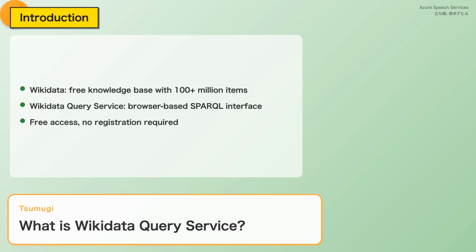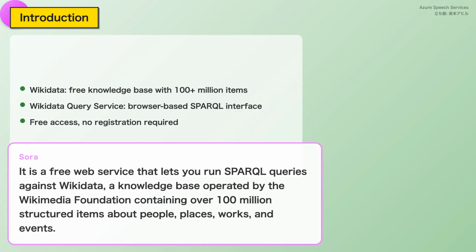What is Wikidata Query Service? It is a free web service that lets you run SPARQL queries against Wikidata, a knowledge base operated by the Wikimedia Foundation containing over 100 million structured items about people, places, works, and events.